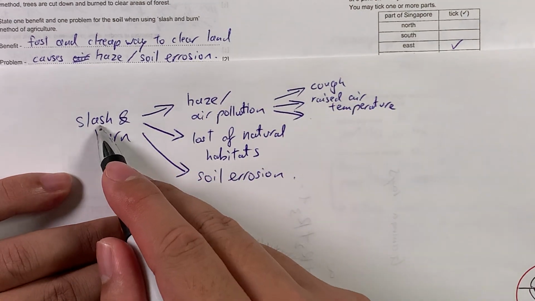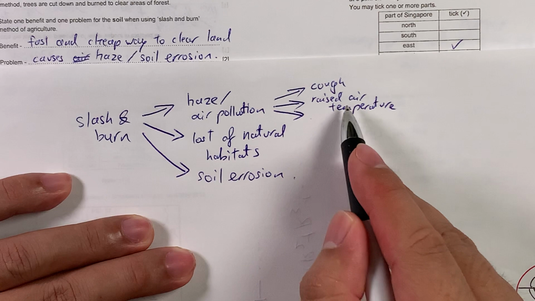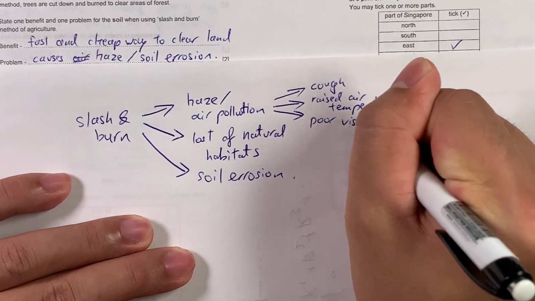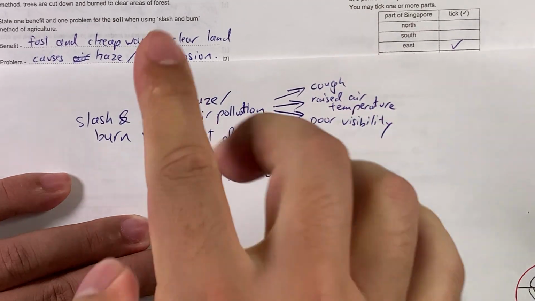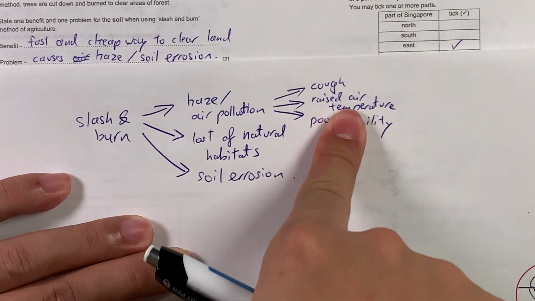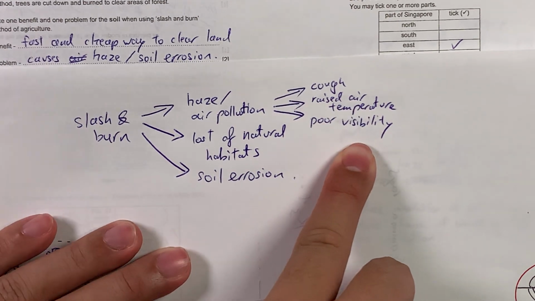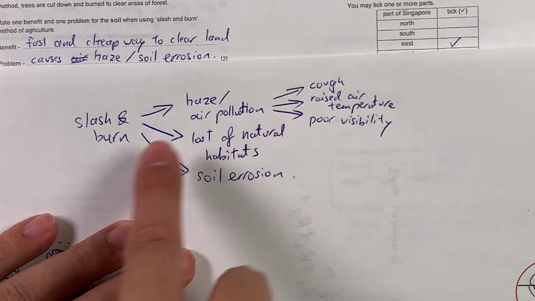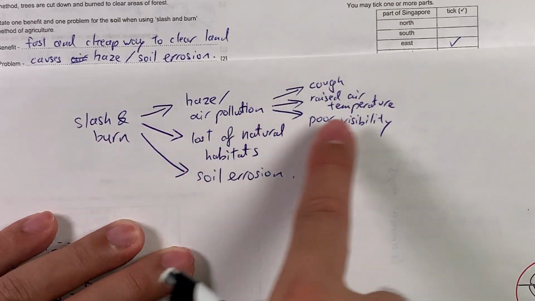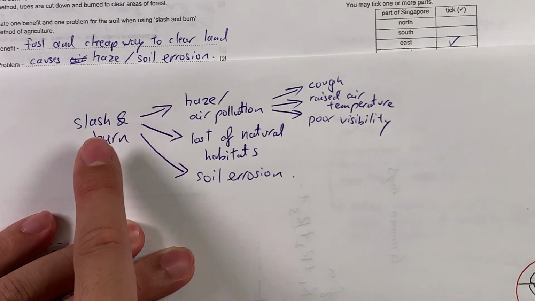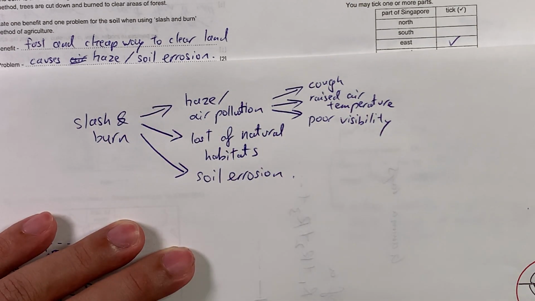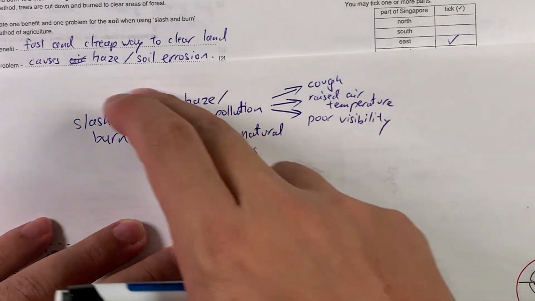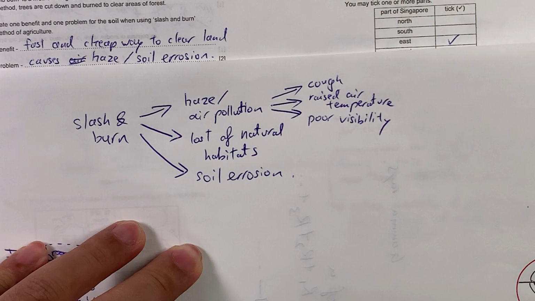Okay, so slash and burn doesn't cause a cough. Poor visibility, now I remember. Slash and burn doesn't cause cough, raised air temperature, or poor visibility. In fact, it is the haze that causes these three. So you cannot say slash and burn causes cough, raised air temperature, or poor visibility. You cannot say this, but you can say the earlier points. So please take note of this.